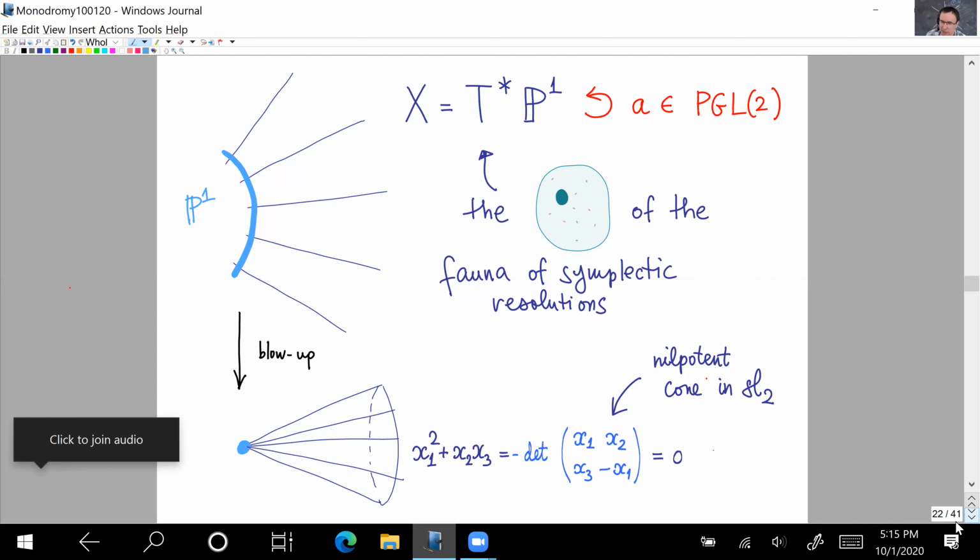So there's a general notion of symplectic resolution. Maybe I'll repeat the definition. It's a symplectic manifold that maps properly and birationally to an affine manifold, such that there is a group of automorphisms that contracts the affine manifold to a point. An example of that is a Springer resolution. An example of a Springer resolution is this resolution. For SL2, this is the resolution I'm talking about.